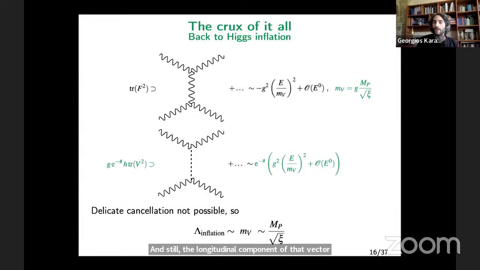Now, of course, the mass is the inflationary mass proportional to m Planck over square root of psi. But now what we don't have is the compensation from the physical Higgs interaction with these guys. This means that this cancellation cannot take place. This means that unitarity is violated at the inflationary mass of the gauge boson, so in other words, at m Planck over square root of psi. And this is actually the cutoff of the theory during inflation.